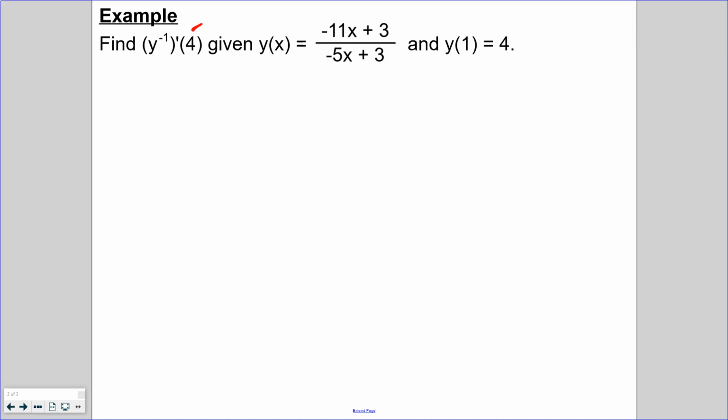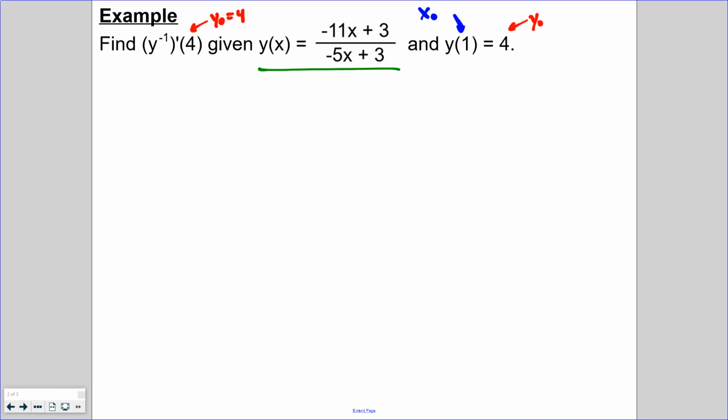We can see here that our y sub 0 is going to equal 4. And then at the end, where we see y sub 1 equals 4, well, this 4 is also our y sub 0 value, which makes the 1 our x sub 0 value. And then we can see that we're given the function y of x is equal to negative 11x plus 3 all over negative 5x plus 3.